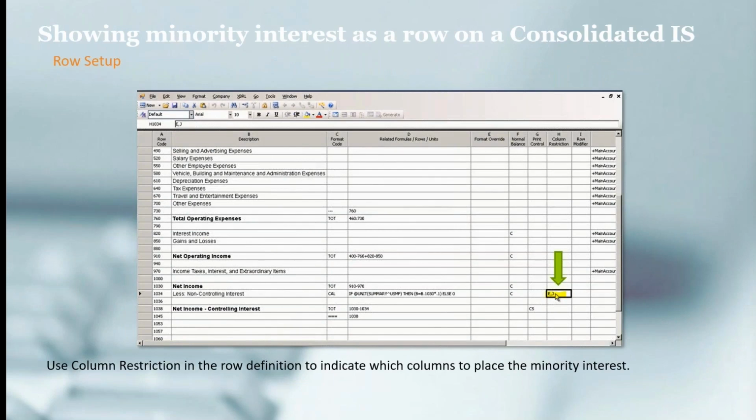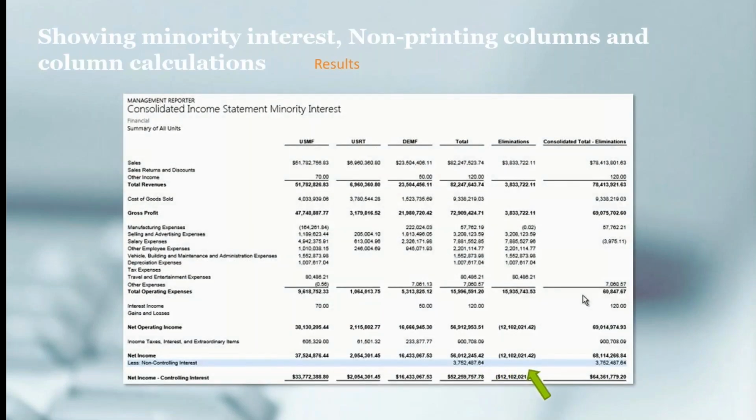Coming back to our row definition, you can see in column H, which is the column restriction attribute, we're restricting the minority interest calculation to only appear in columns E and J of the column definition. So this is another look at our final report where you can see the minority interest shows only in the total and the consolidated total columns. And we have 3 columns for the company, and then our eliminations are only showing in the 1 column.